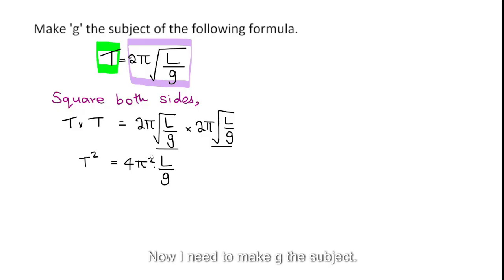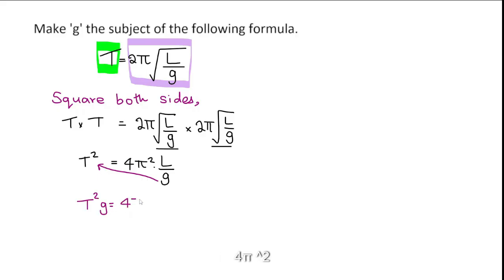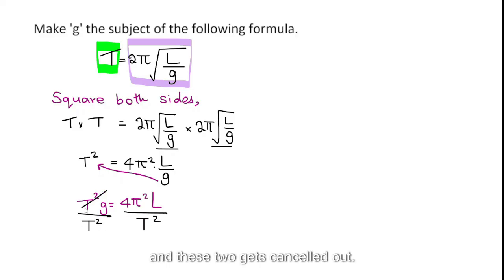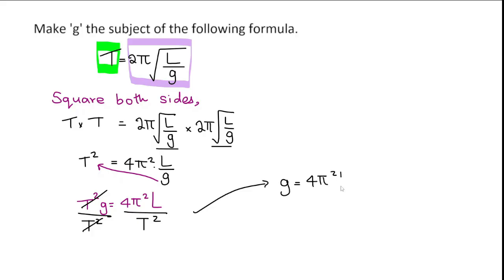Now, I need to make G the subject. So let's move G to the other side. So I get T squared G is equal to 4 pi squared L. Obviously, I need to get rid of T squared, so let's divide both sides by T squared. And these two get cancelled out. So I get my final answer. Lowercase g is equal to 4 pi squared L divided by T squared.